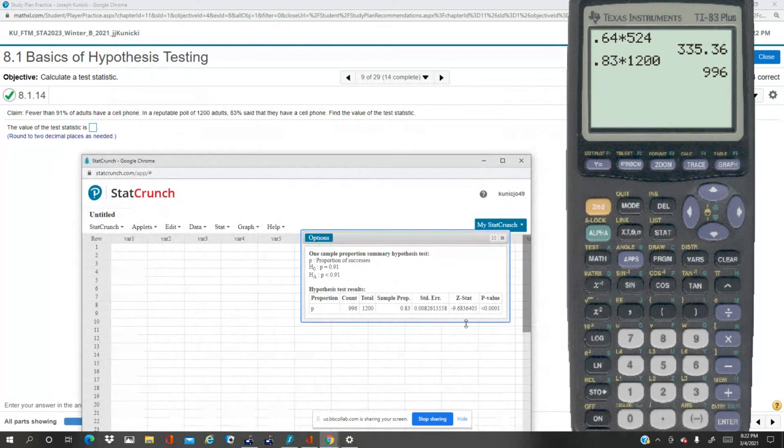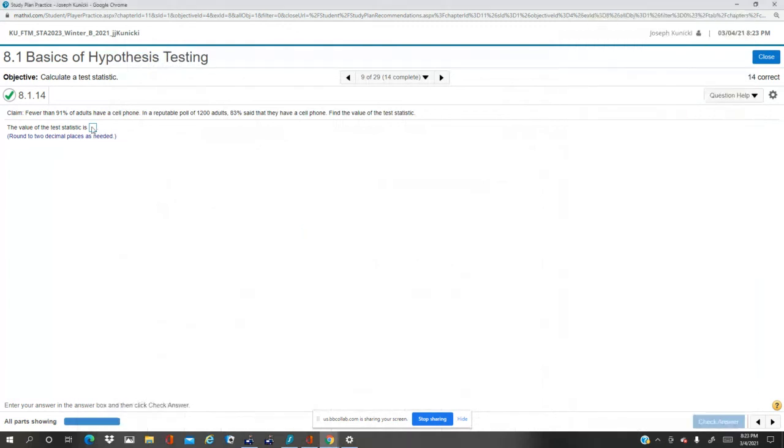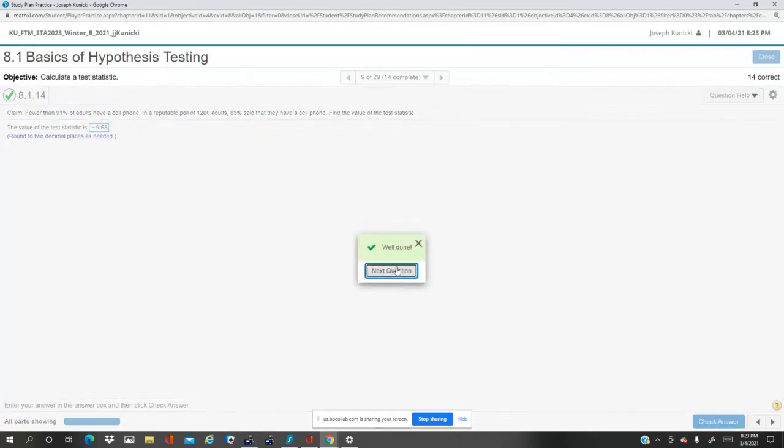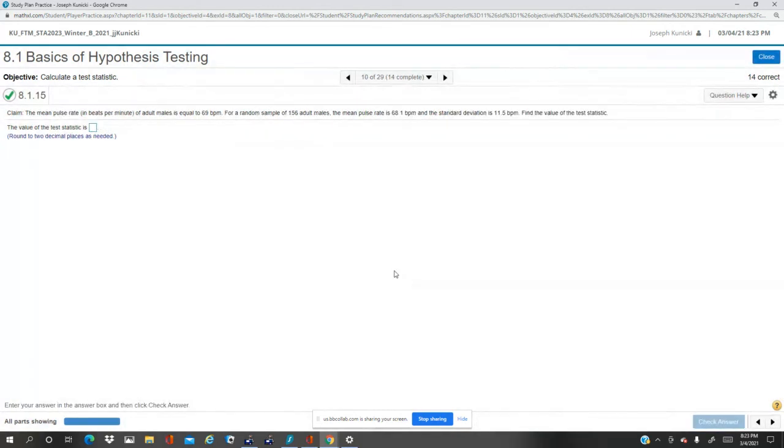So we shouldn't have a problem with this one. The z-stat's negative 9.68. And it should be right. Yep. All right, so there you go. 8.1.13, 8.1.14. Very similar problems.